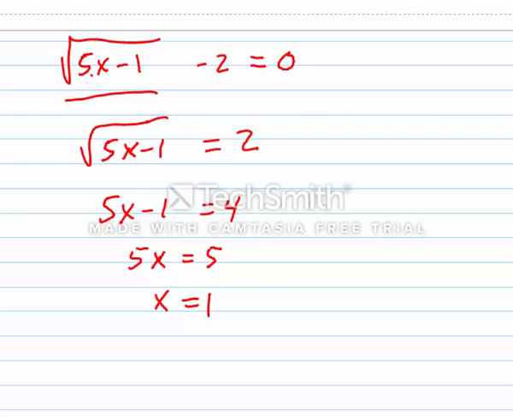Checking it: 5 minus 1 is 4. The square root of 4 is 2. 2 minus 2 is 0. It works. So now we have x is equal to the square root of 7x plus 8. And we square both sides.